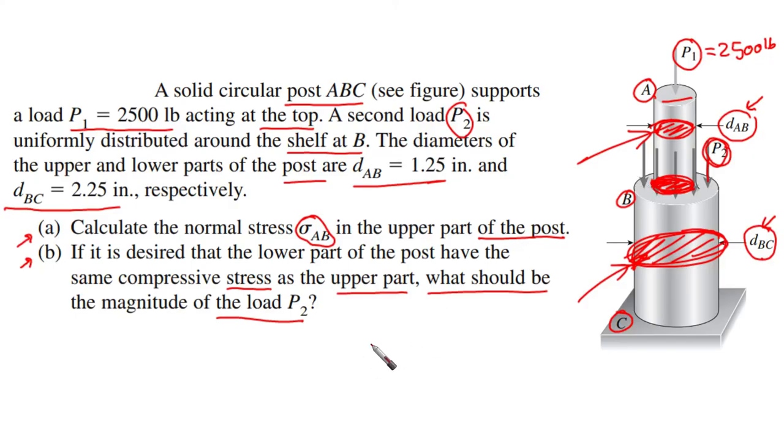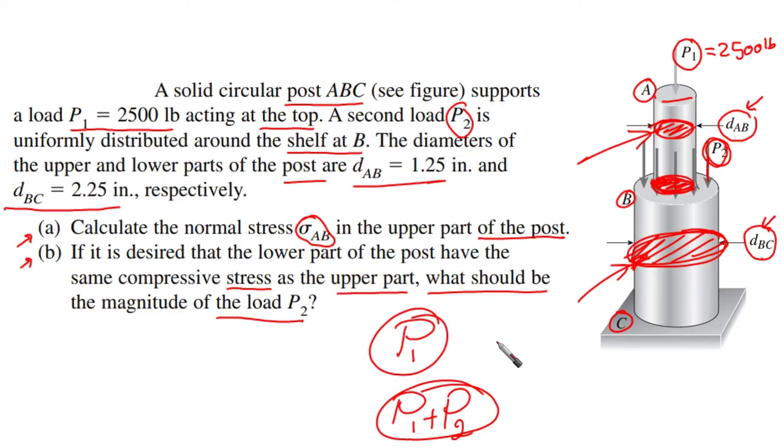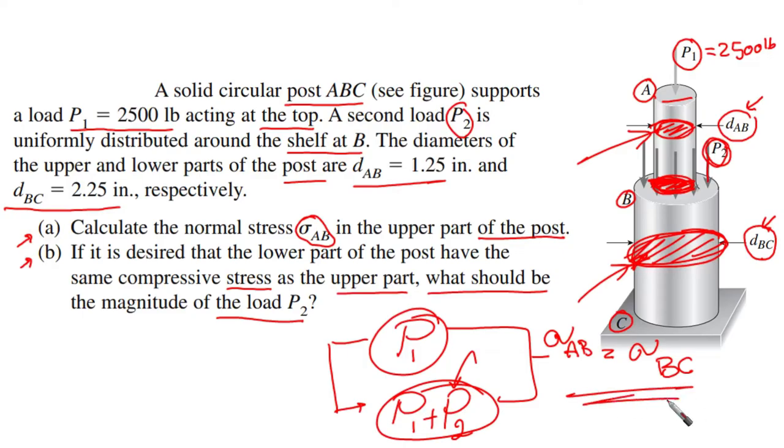The upper part has only one load applied on it, which is P1. The second part has two loads, P1 plus P2. So we want to know how much P2 must be if we want the same stress. Take care, we want stress AB equal to stress BC. This is the second requirement. Let's see how we are going to tackle and solve this problem.